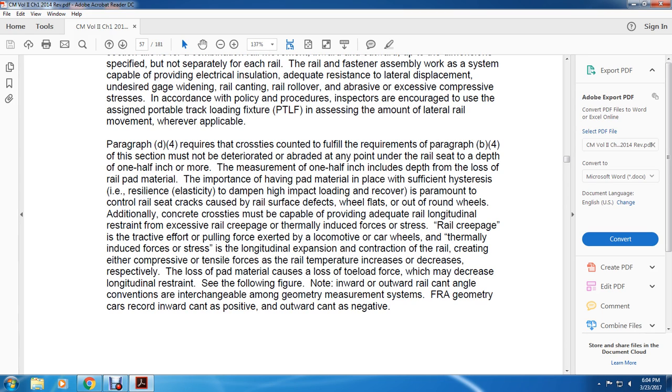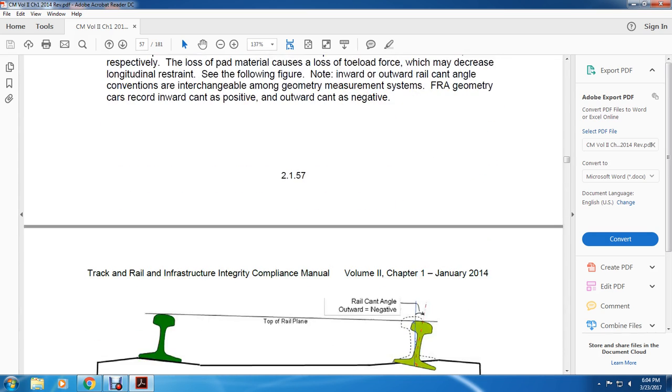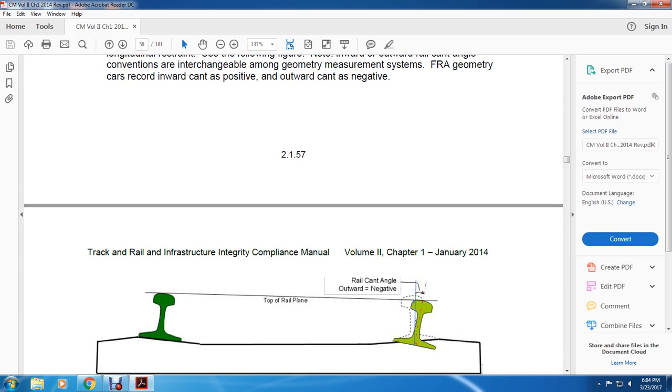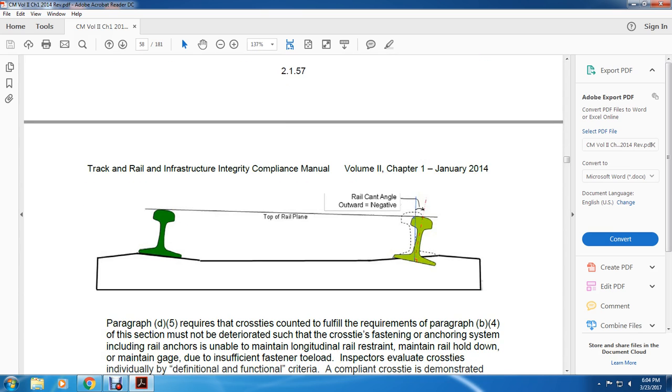longitudinal restraint. Noteworthy, inward and outward rail cant angle conventions interchange among the geometry measurement systems. The upright geometry cars record inward cant as positive and outward as negative. Outward cant, negative; inward cant, positive. All right, this shows the top of the rail plane, the rail cant outward, and a negative angle.